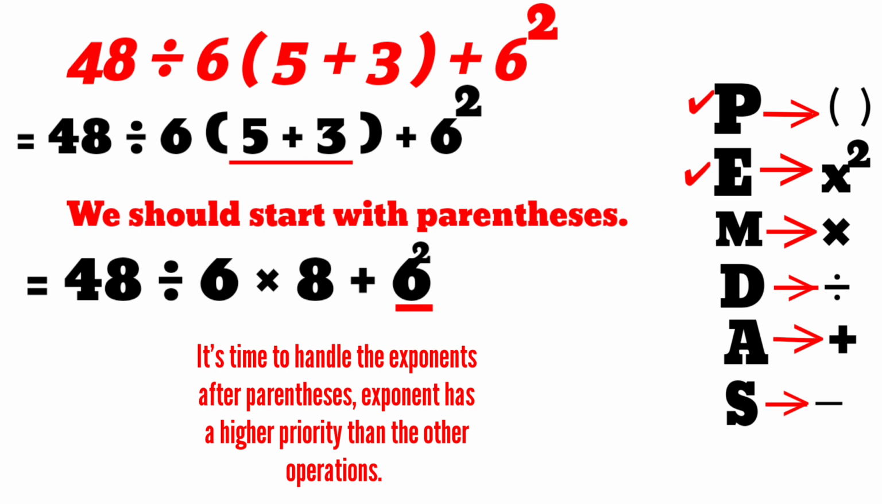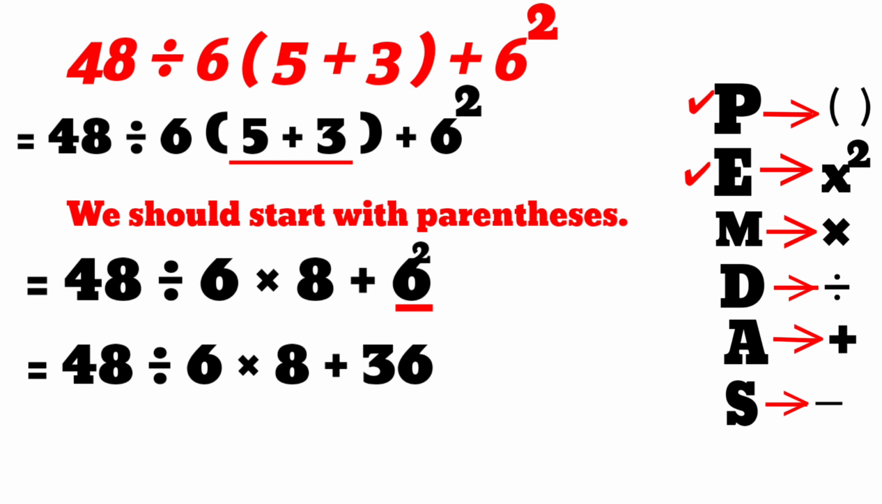E stands for exponent. It's time to handle the exponents. After parentheses, exponent has a higher priority than the other operations. 6 का square 36, so it is equal to 48 divided by 6 times 8 plus 36.